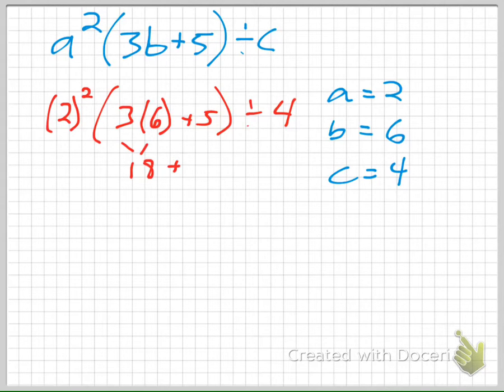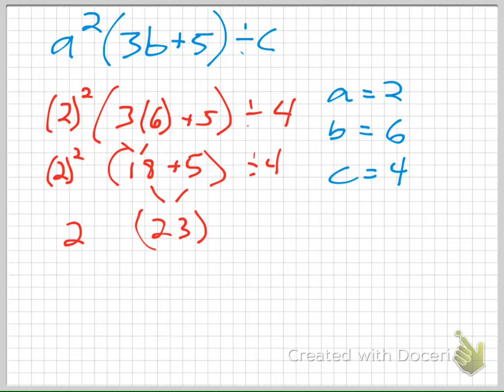3 times 6 is 18 plus 5. 2 squared divided by 4. Finish this up. 23. 2 squared. Now, what was it doing here? What's the 2 squared doing to the parentheses? It's multiplying. It's just right next to it, right? So it's times. You can put a dot there if you want to. Divided by 4. Any other parentheses that can be simplified? Any exponents? Yes. 2 squared is 4 times 23 divided by 4.